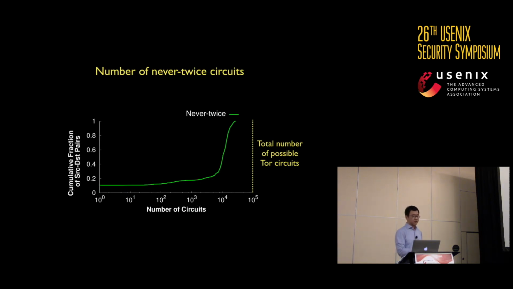Another result: here we want to show the number of Tor circuits we can find with never-twice avoidance. As we can see in this CDF, for over 80% of the source to destination pairs, we can find over 1,000 never-twice circuits. And this is a very promising result, since this tells us that simply based on client-side round-trip time measurement, users are able to address many attacks, such as traffic correlation attacks.